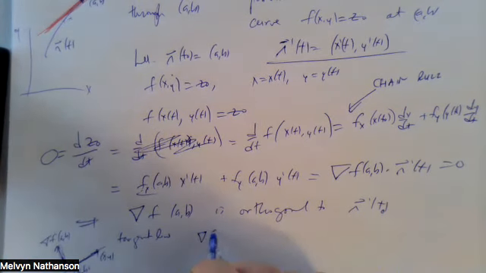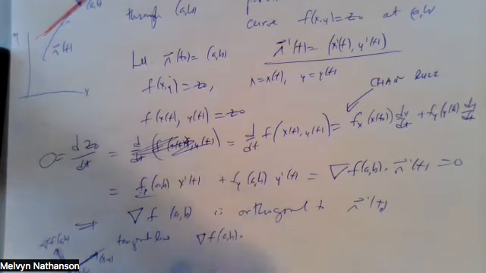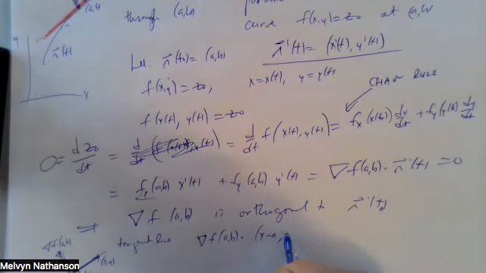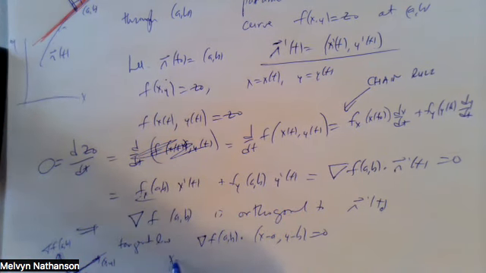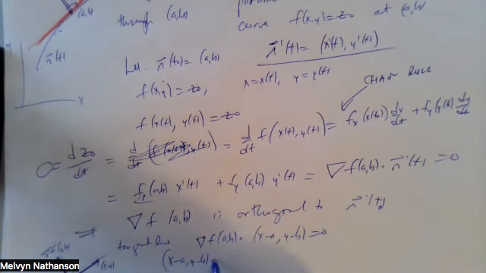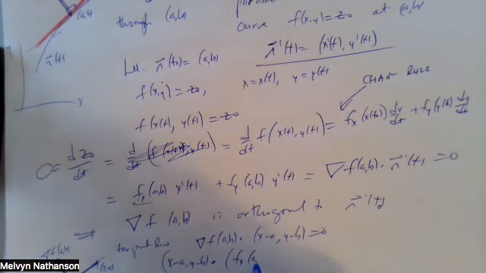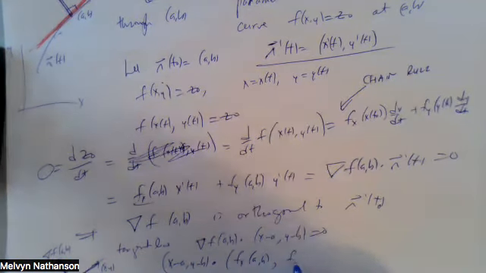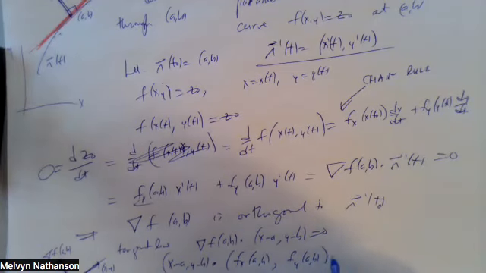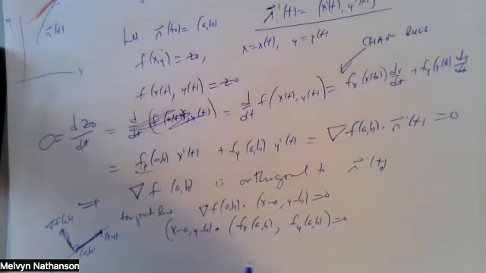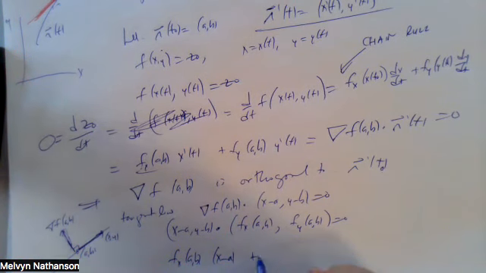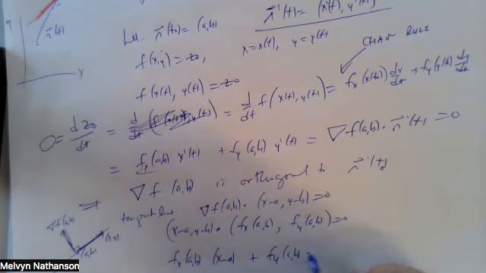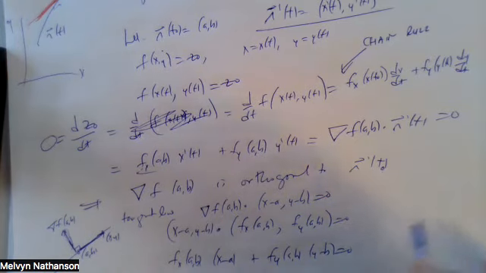So that says that the gradient of f at (a, b) dot product with this vector, (x minus a, y minus b), is 0. This is (x minus a, y minus b) dot product with the partial of f with respect to x at (a, b), partial of f with respect to y at (a, b), that's 0. Or in other words, partial of f with respect to x at (a, b) times (x minus a) plus partial of f with respect to y at (a, b) times (y minus b) is 0.